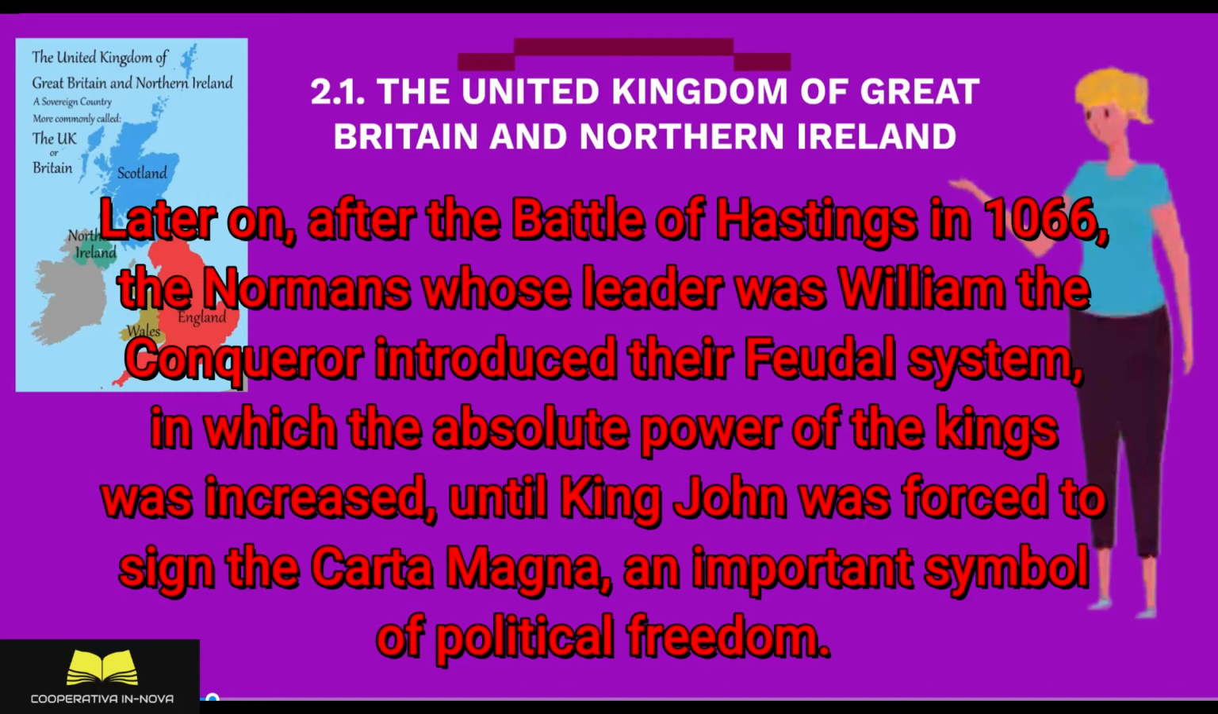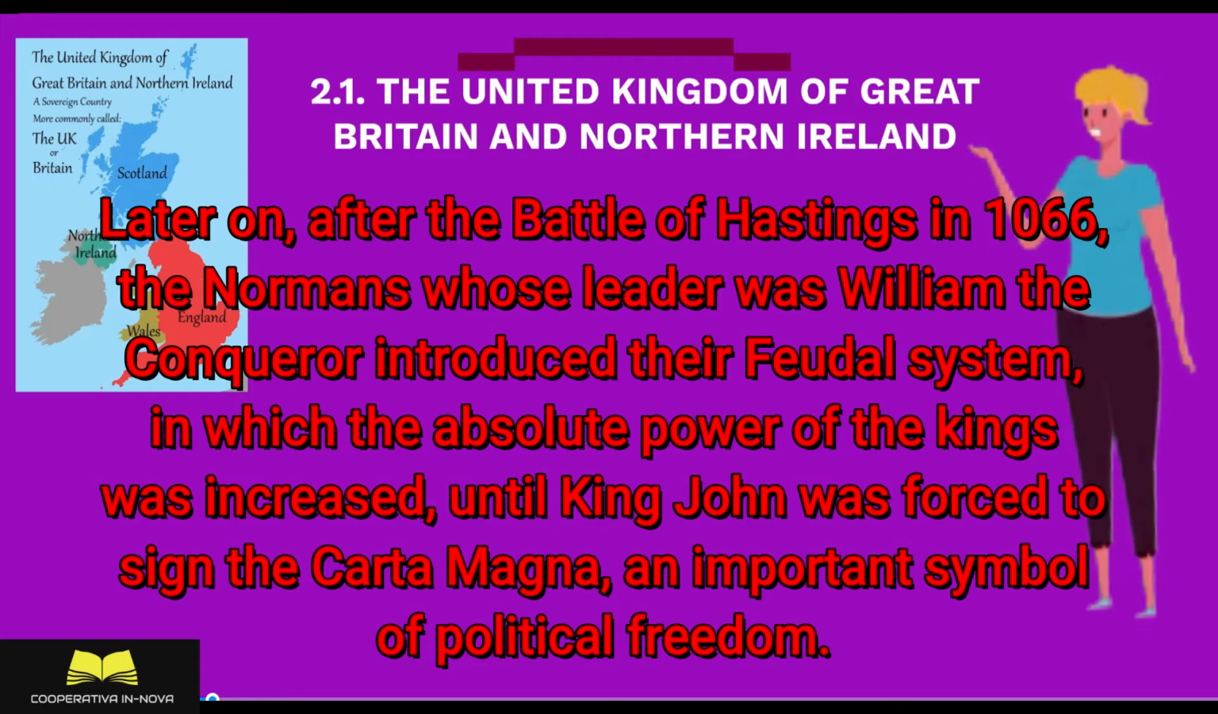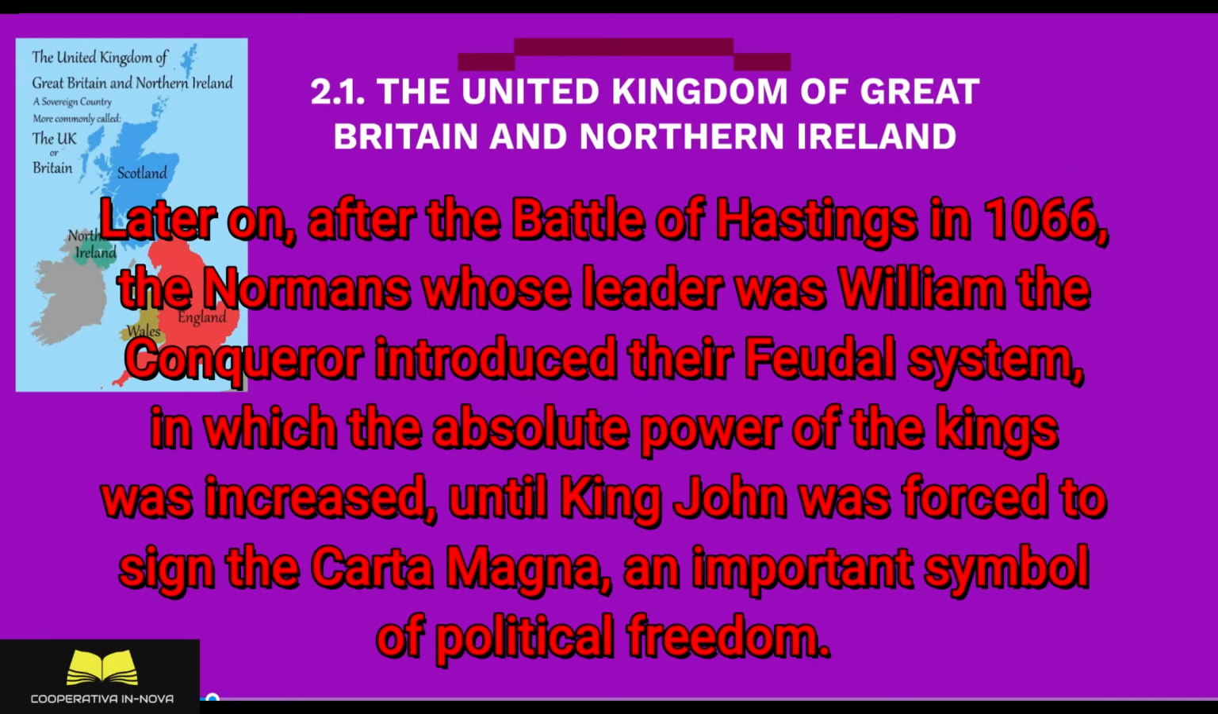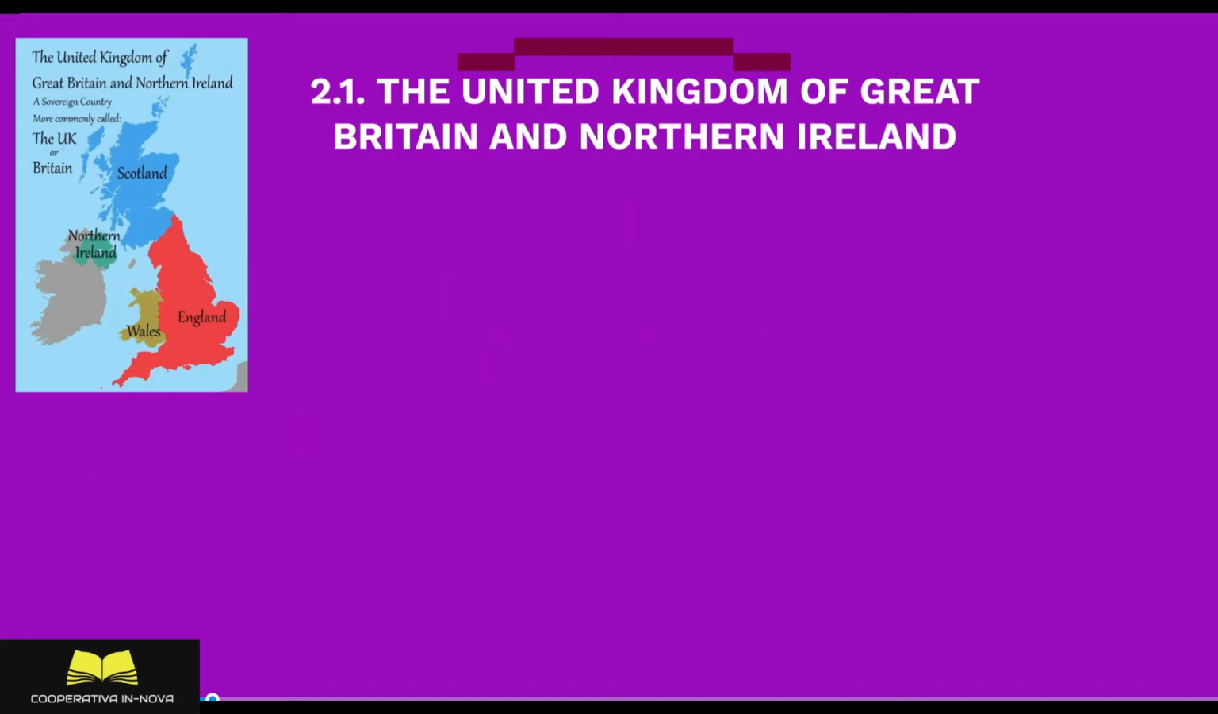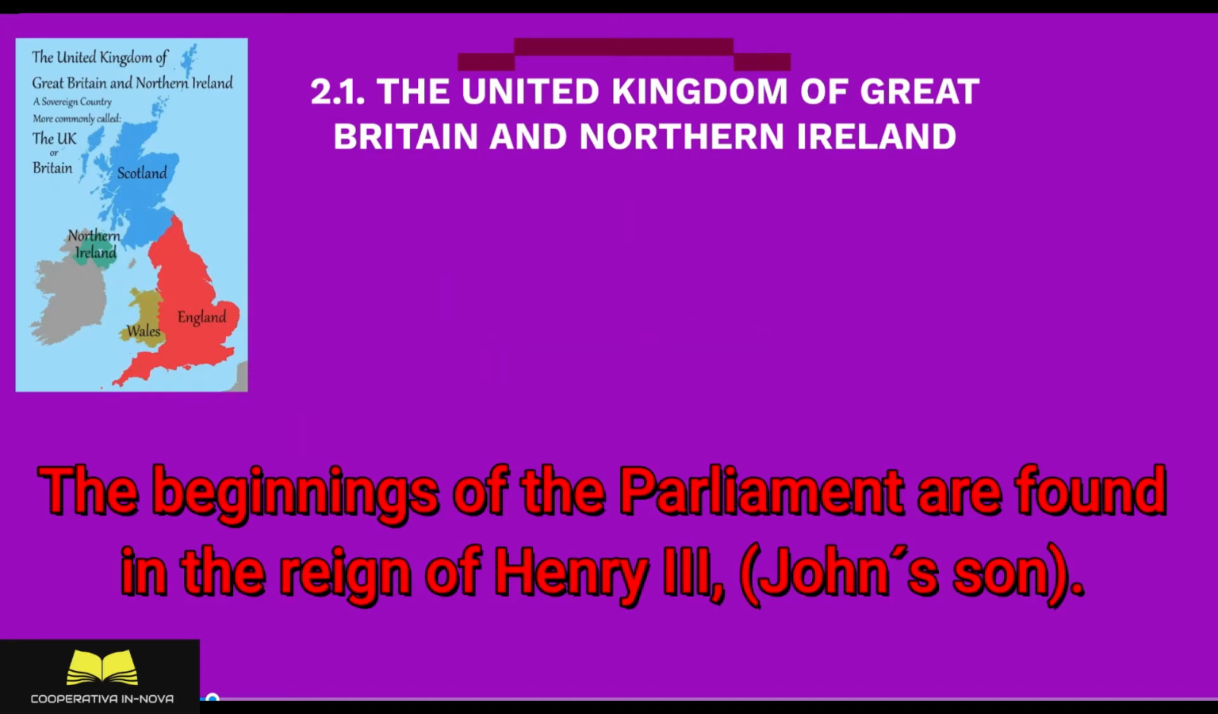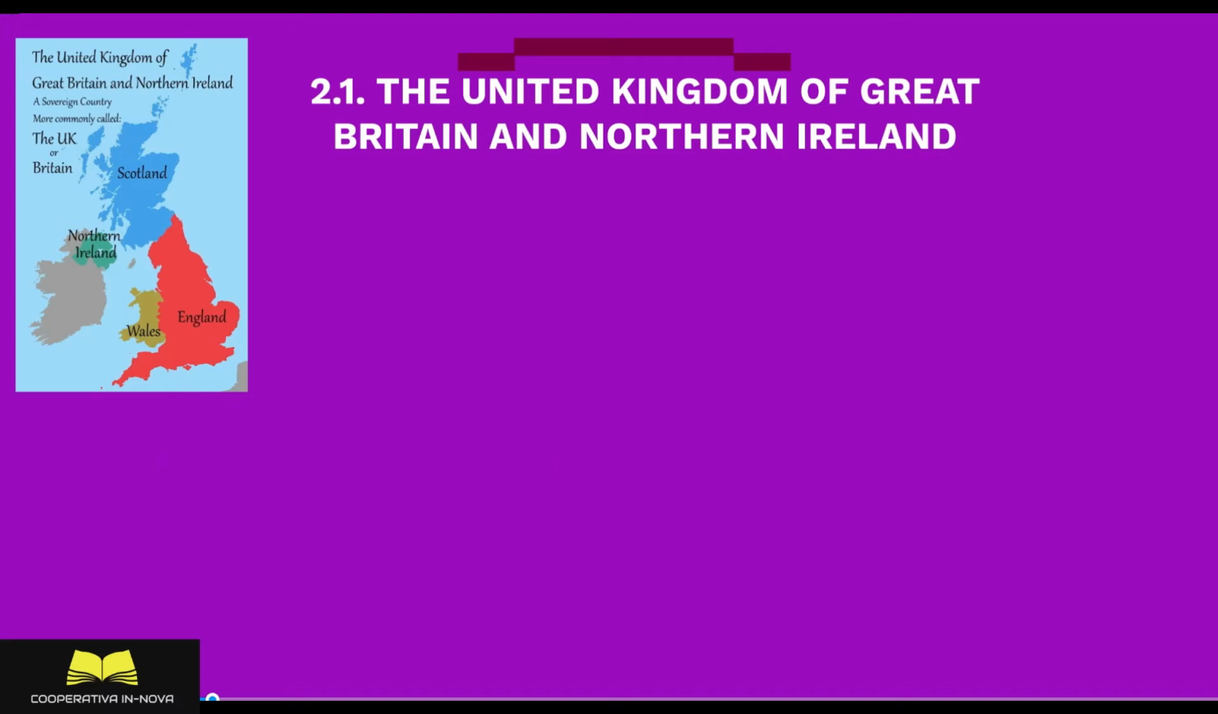Later on, after the Battle of Hastings in 1066, the Normans whose leader was William the Conqueror introduced their feudal system, in which the absolute power of the kings was increased, until King John was forced to sign the Magna Carta, an important symbol of political freedom. The beginnings of the Parliament are found in the reign of Henry III, John's son.